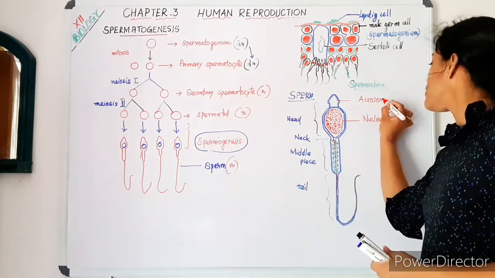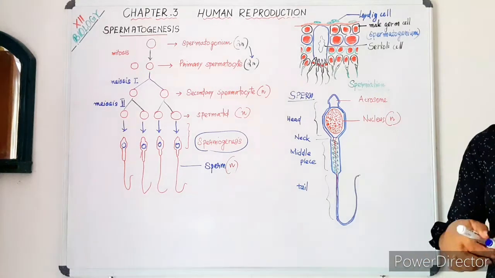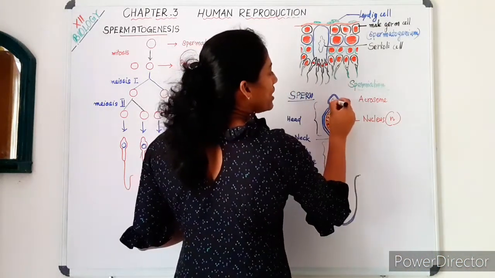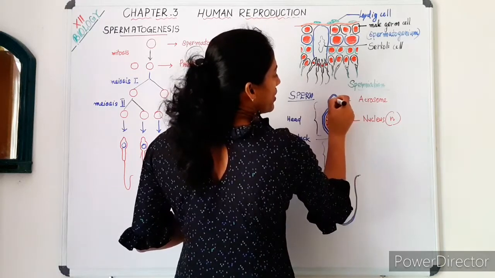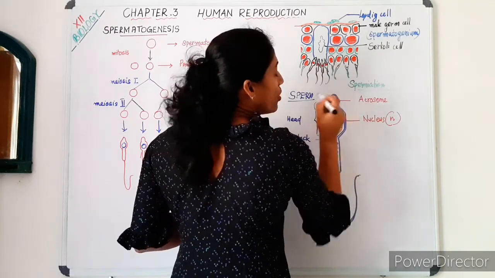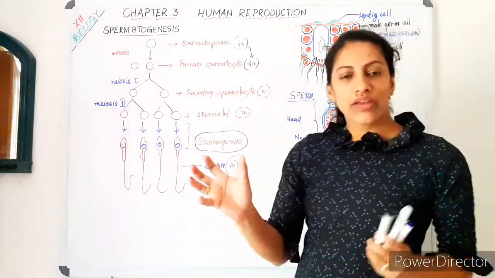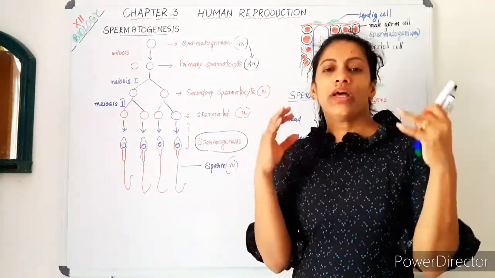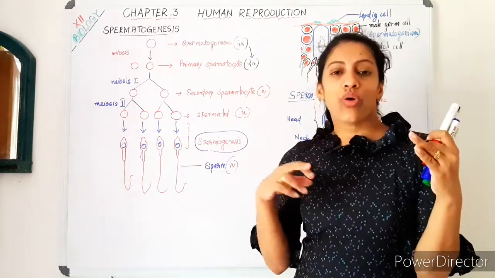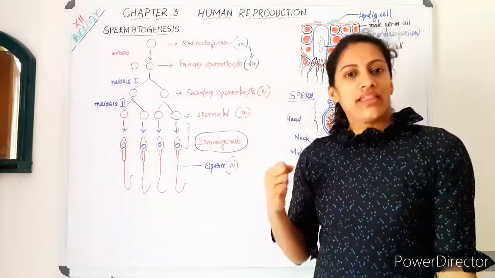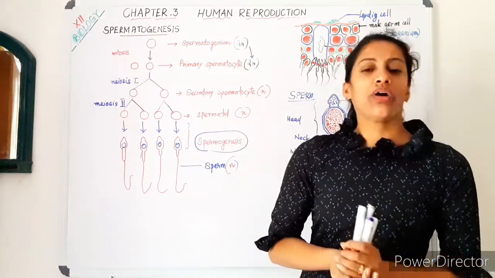A very important structure for sperm. The cap-like structure, acrosome, consists mainly of hydrolytic enzymes, digestive enzymes. It has to digest the wall of the ovum for fertilization. When the sperm is released and has to meet the ovum, it has to digest the wall of the ovum to enter. That is helped by the enzymes present in the acrosome. Okay, they are called sperm lysins.